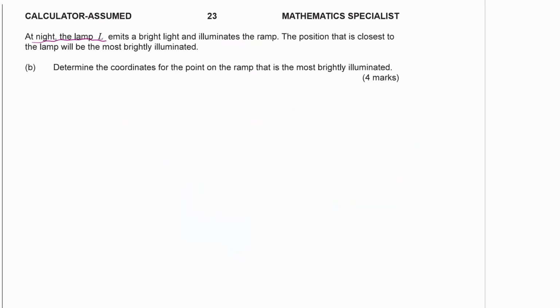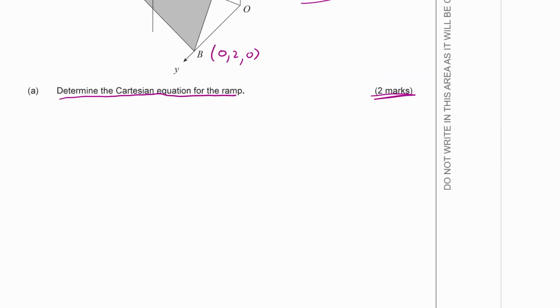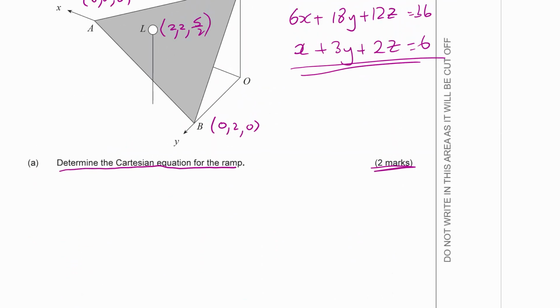At night, the lamp L emits a bright light and illuminates the ramp. The position that is closest to the lamp will be the most brightly illuminated. Determine the coordinates for the point on the ramp that is the most brightly illuminated. So what we want to do here is have a line that goes through the lamp and then meets the plane here at right angles. That will be the closest point.